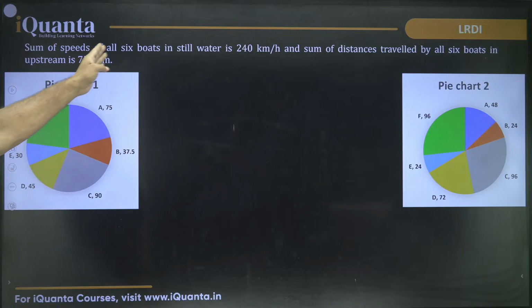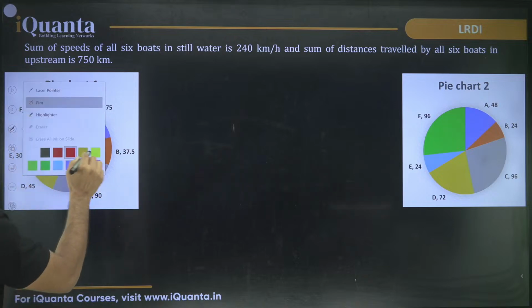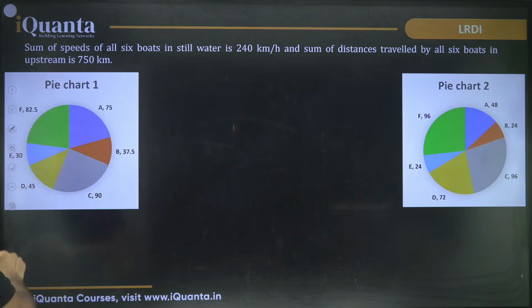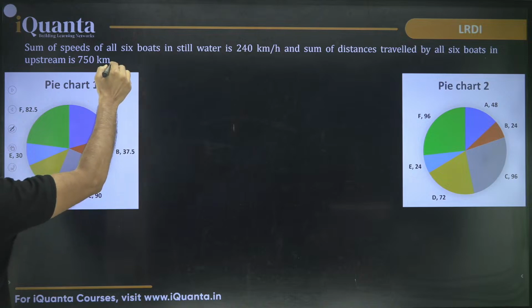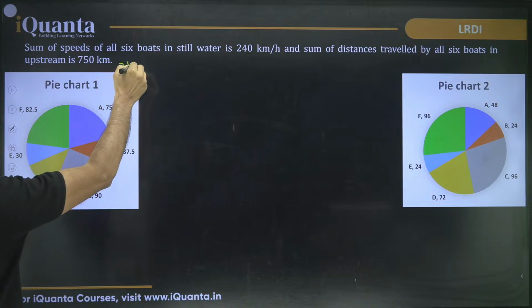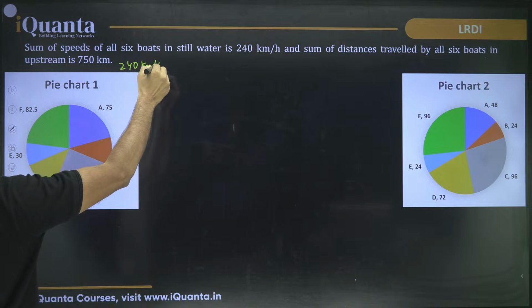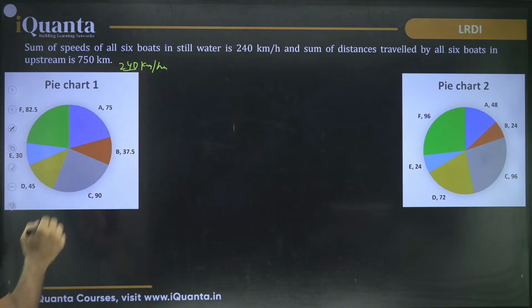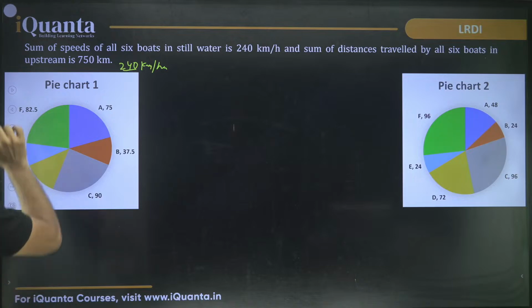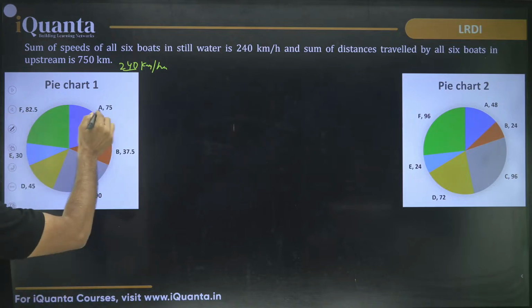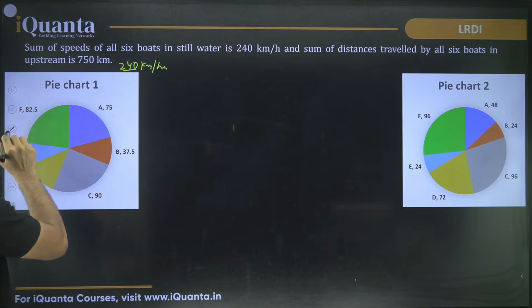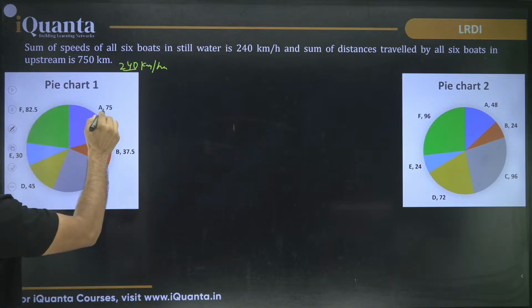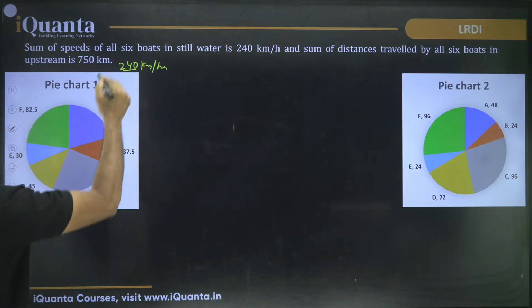Sum of the speeds in all 6 boats in still water is 240 km per hour. Okay, so I'll take this one. Fine. This is 240 km per hour. Try to understand that 240 is the sum of speed of A, speed of B, speed of C, speed of D, speed of E, speed of F. This 75 is the angle. 75 is the angle. Okay, so how do I relate to 240?